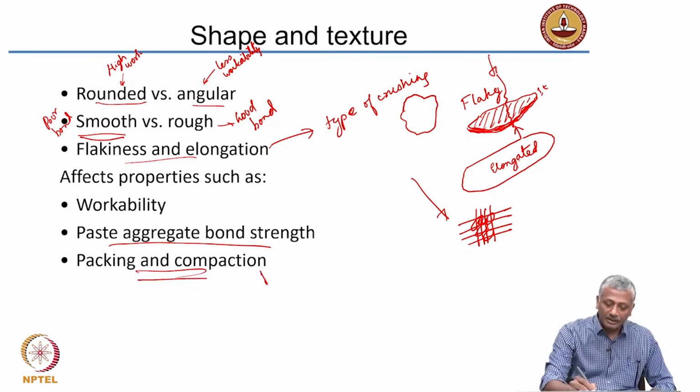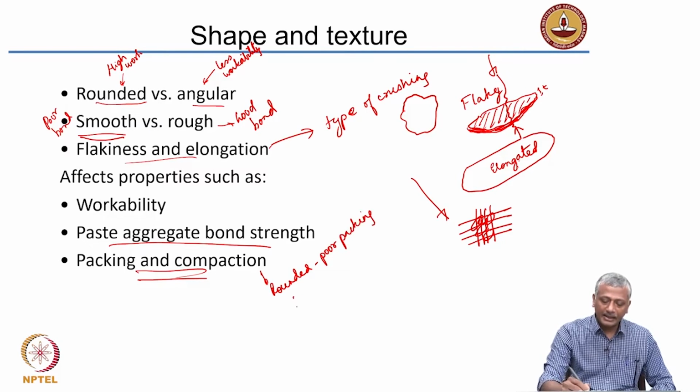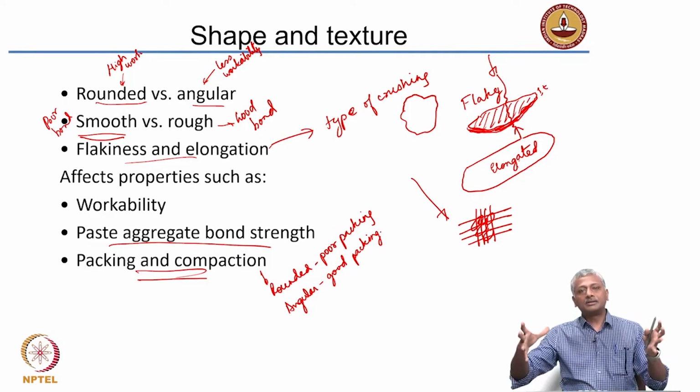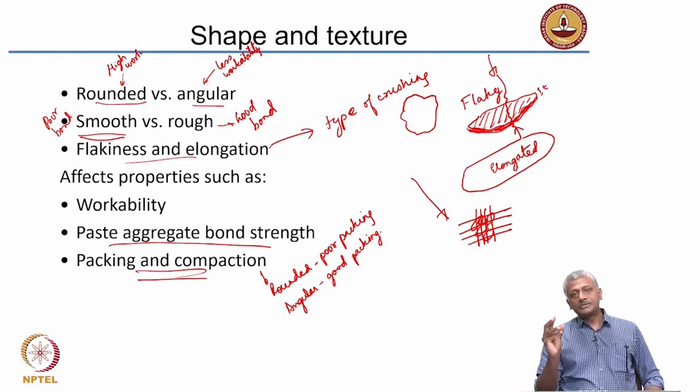So, in a rounded aggregate, your compaction or packing will be poor, whereas angular aggregates will give you good packing. Why is that? Again, you can readily imagine, let us say you have a container and you put steel balls or glass marbles of a certain size into that container.